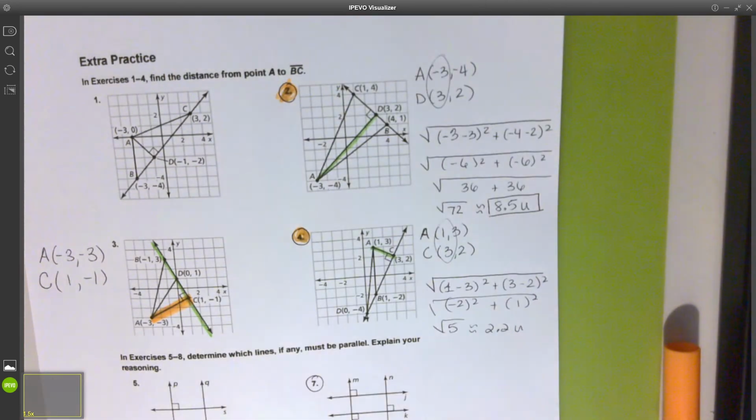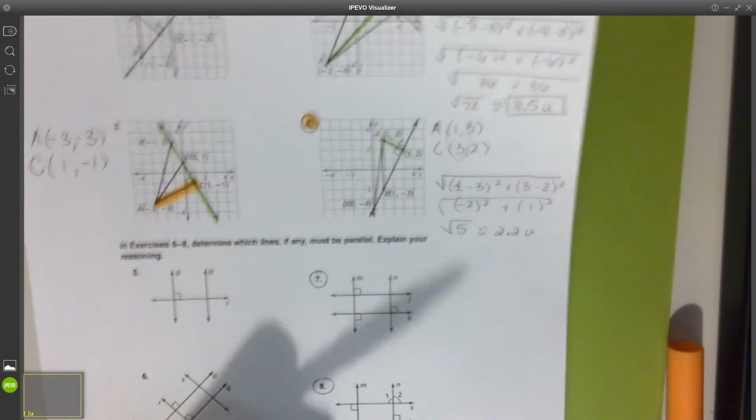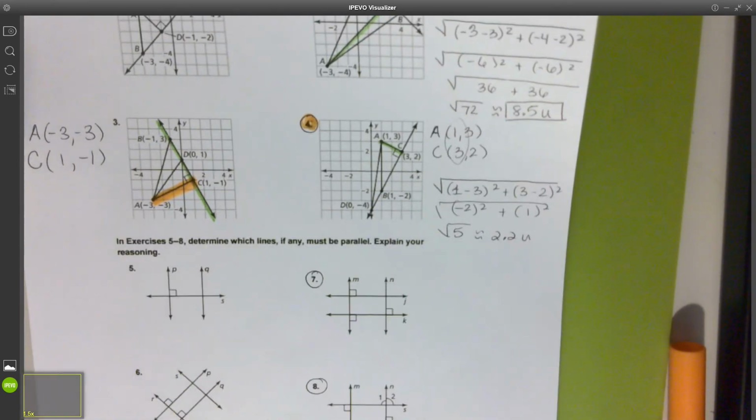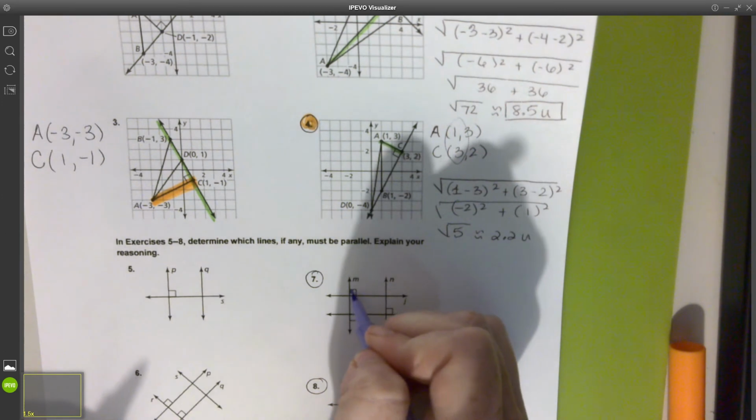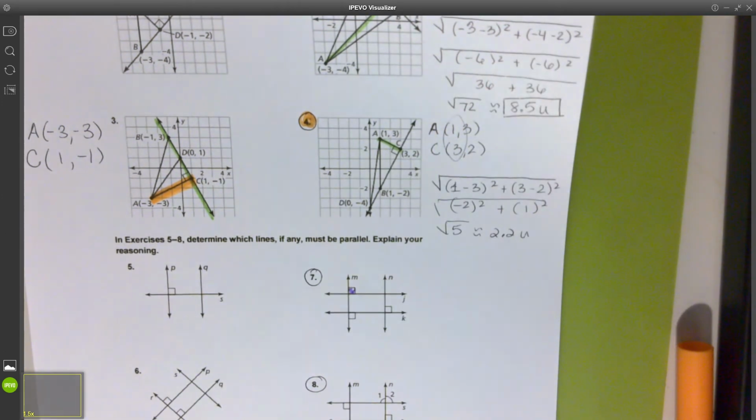All right, so let's look at some questions at the bottom. It says, determine which lines, if any, must be parallel. We're going to start with number 7. I'm going to use my knowledge of perpendicular to figure out which ones are parallel. Here we have my first right angle. Which two make that right angle? That would be M and J.